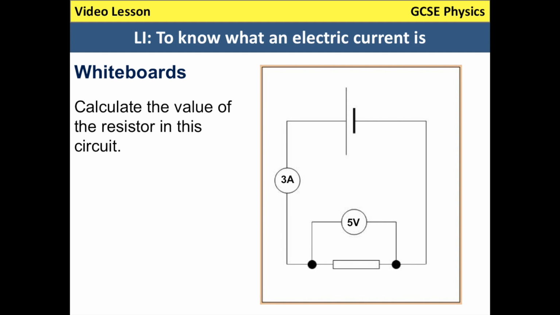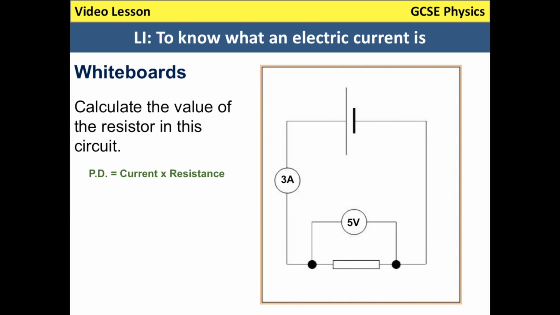Okay, the second question for you to have a go at: work out for me please the value of the resistor. So we're going to be using the exact same equation. We're still using potential difference equals current times resistance, but this time I have an issue. The equation is not written as resistance equals, so I need to change this equation around.